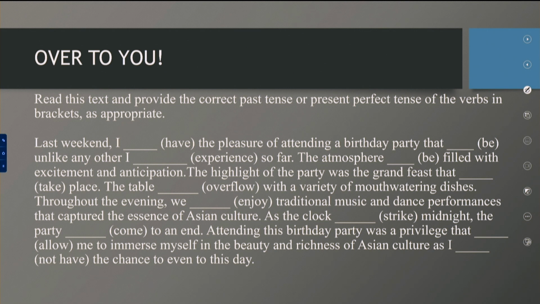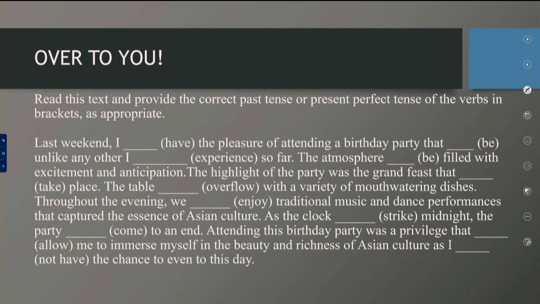Attending this birthday party was a privilege that allowed me to immerse myself in the beauty and richness of Asian culture as I haven't had the chance even to this day. Excellent. All right, thank you so much.